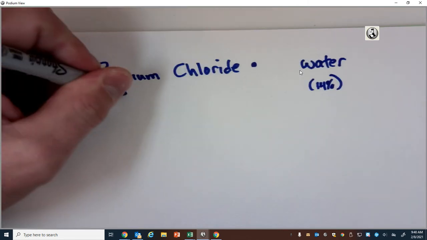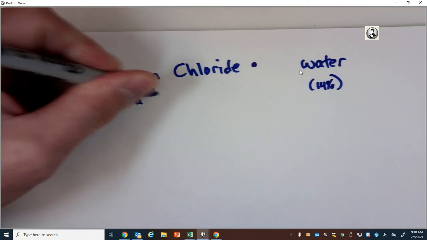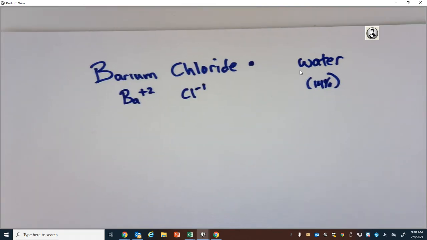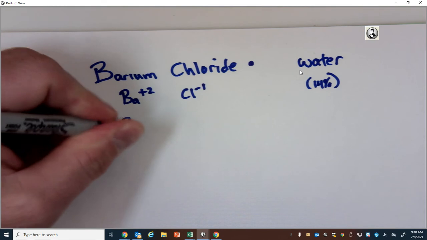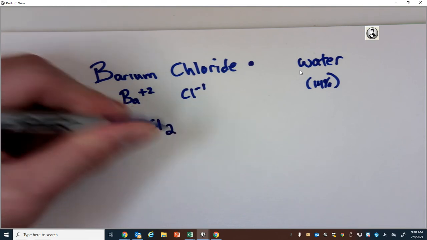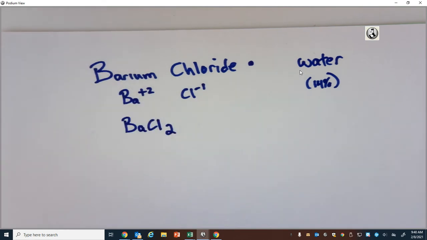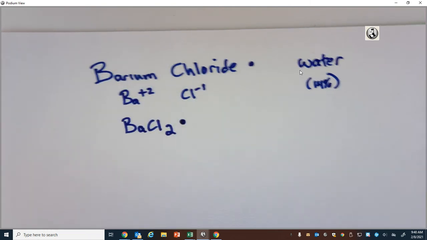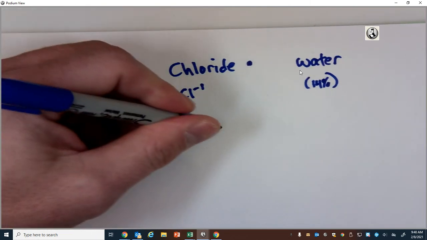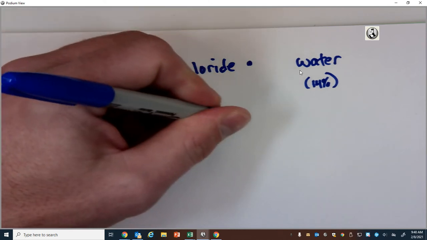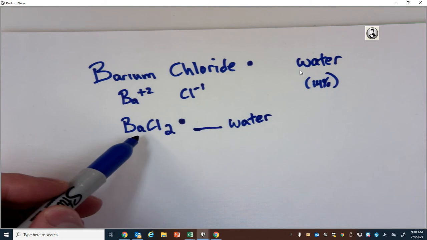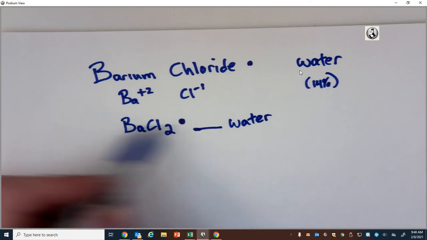You look up on your reference tables, barium is a +2, chlorine is a -1. So you crisscross, drop, and you get the formula of the compound to be BaCl2. Okay, and because it's a hydrate, it's going to have this dot here. And then what we have to figure out is the relative number of molecules of water it has for a barium chloride particle. So you're going to get some whole number here.